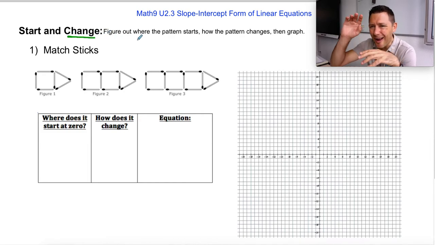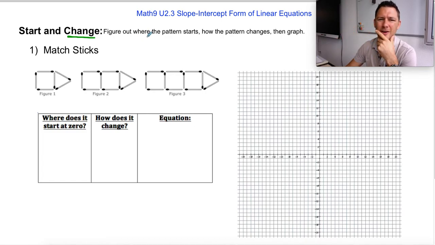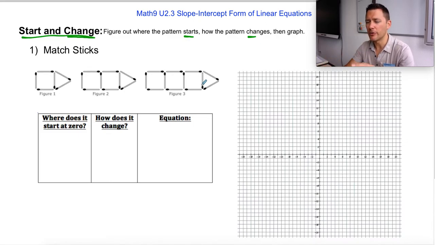So we looked at change yesterday. We looked at how things rise and run and move from one point to the other. But patterns have to start somewhere. So what I want to look at today is start and change. I want you to figure out where the pattern starts, how the pattern changes, and then graph it. So here's an example. I'll do this one first and maybe follow along with me, and then the other two you try on your own in a second.